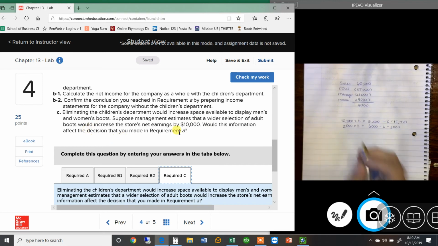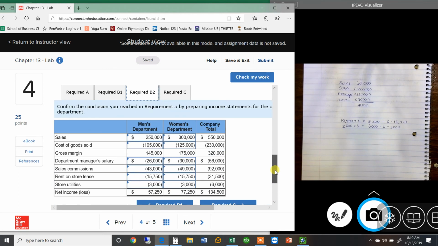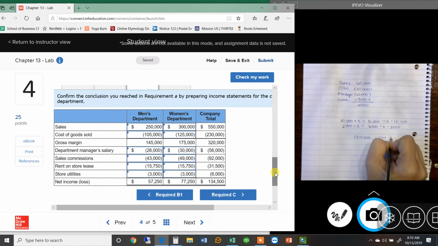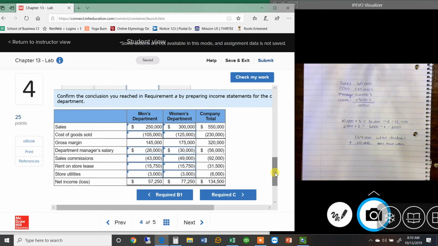Absolutely, this would affect the decision because what we showed in requirement B2 is that without the children's department, our profit is $134,500. That's without the children's. But now, if we can sell more boots, then we can add 10,000 to this. This is more boot sales. So that means I no longer have a profit of $134,500. I now have a profit of $144,500. Instead, this is my new number.